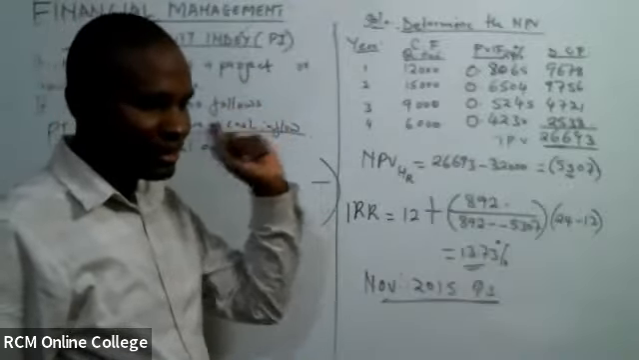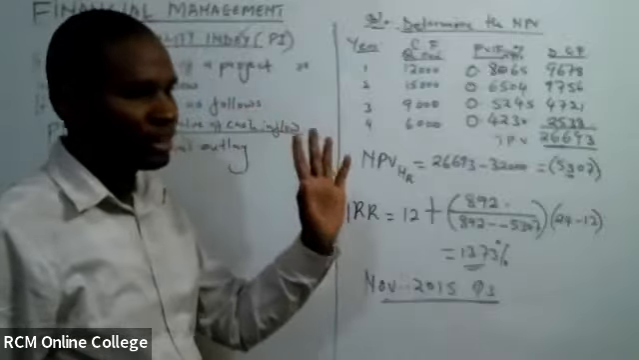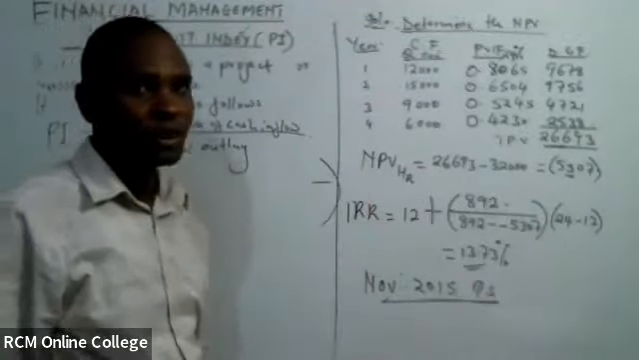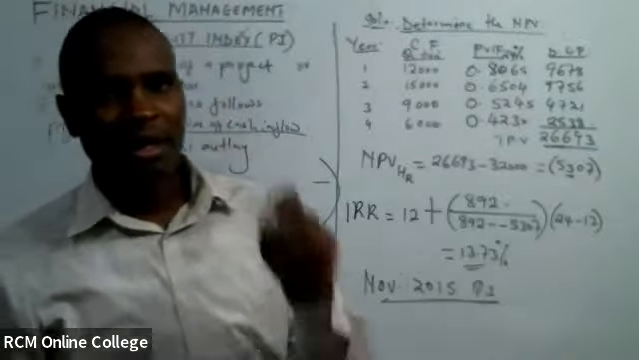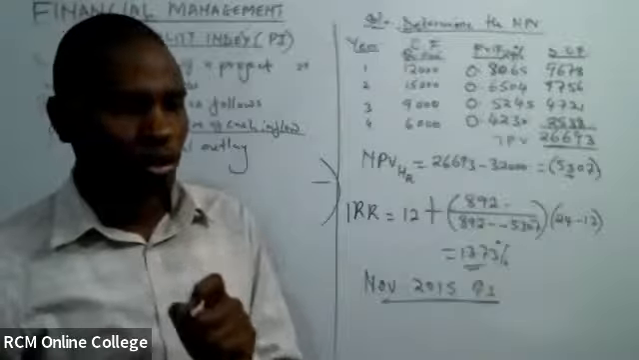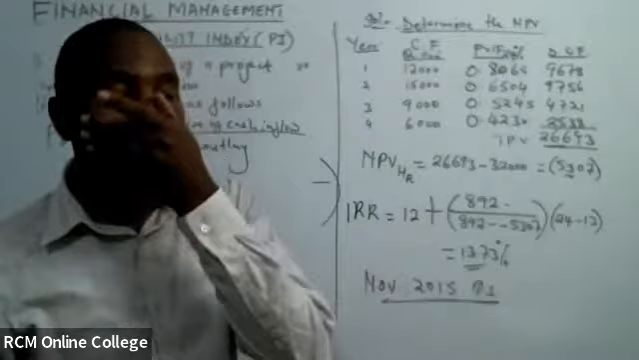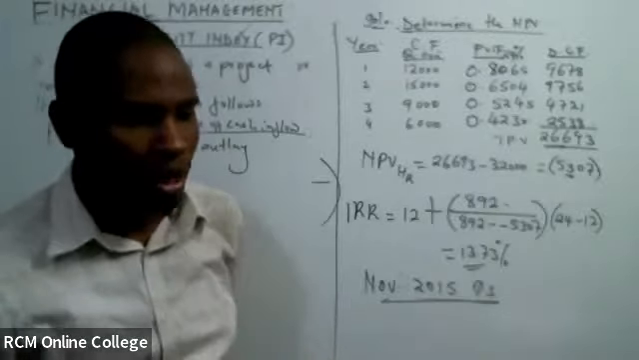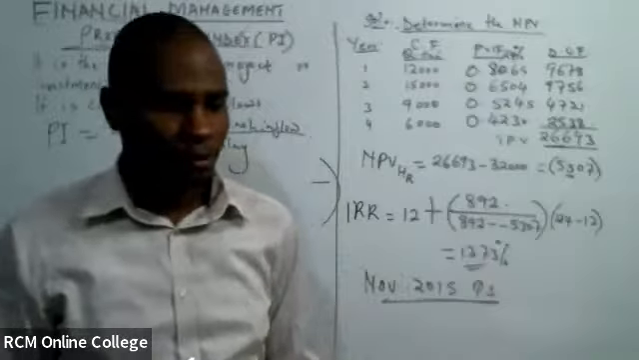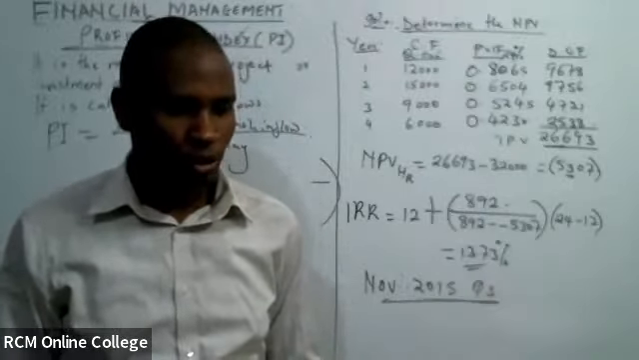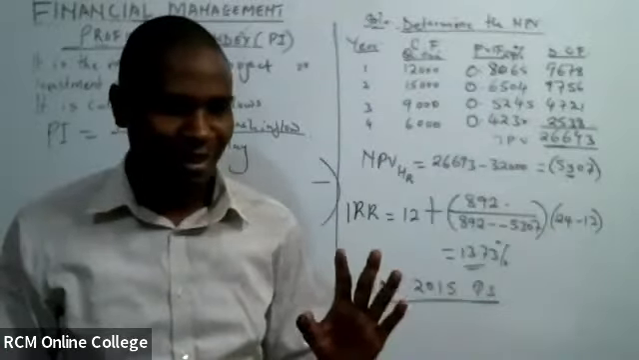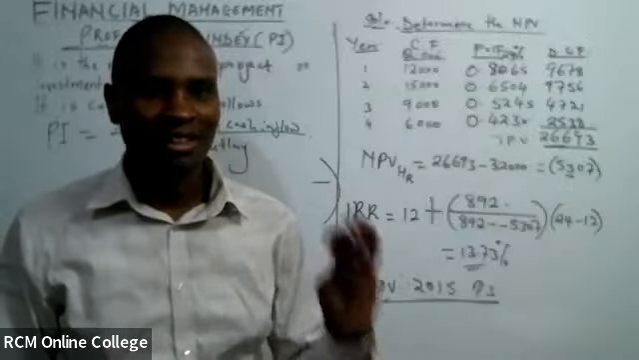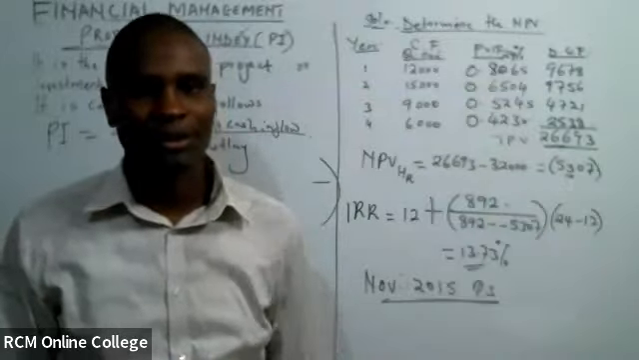If the IRR is greater than the cost of capital, accept the project. For IRR, you can write the interpretation somewhere: if the IRR is greater than the cost of capital, accept the project. That is the decision rule.